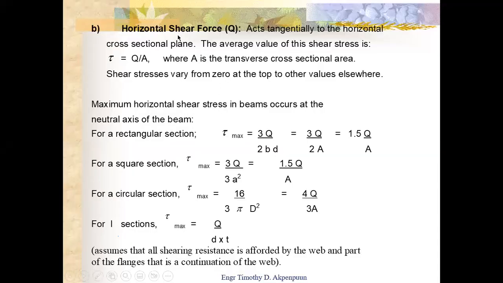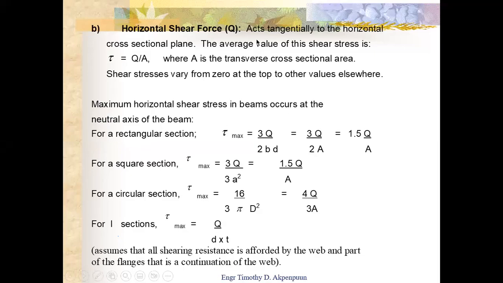Then let's go to horizontal shear force. It acts tangentially to the horizontal cross-sectional plane. The average value of this shear stress is this. A is the transverse cross-sectional area, like I told you before. Now for a beam, I told you guys to buy a 2x4 and a 2x2.